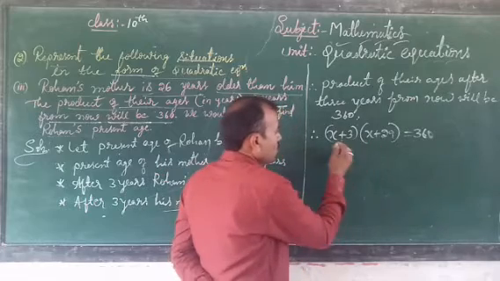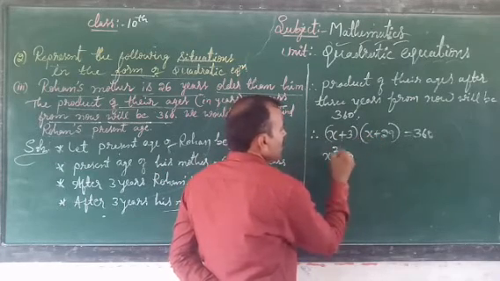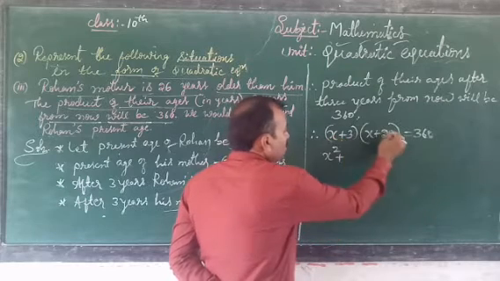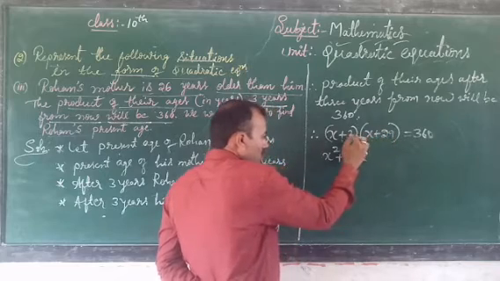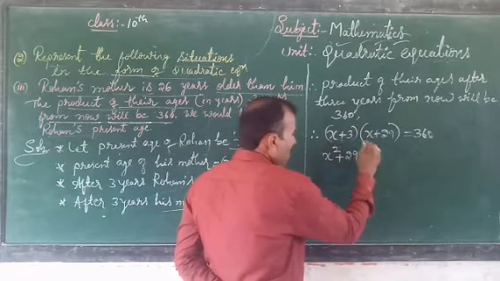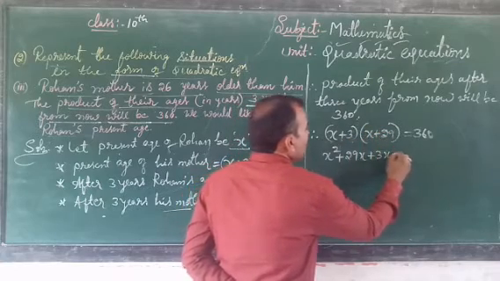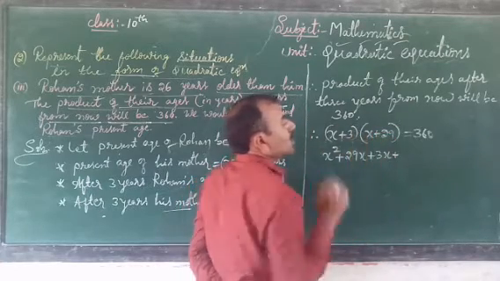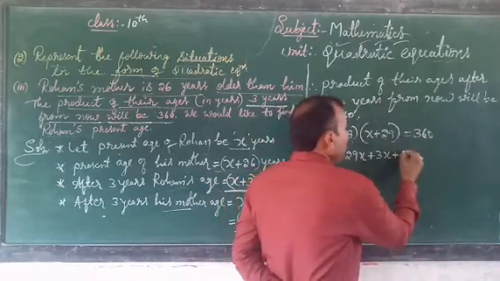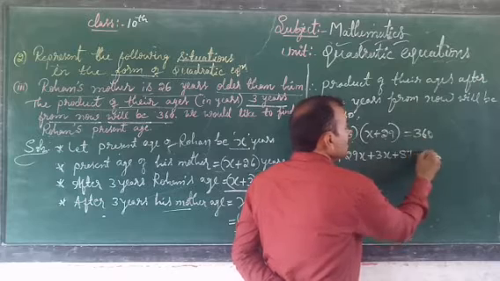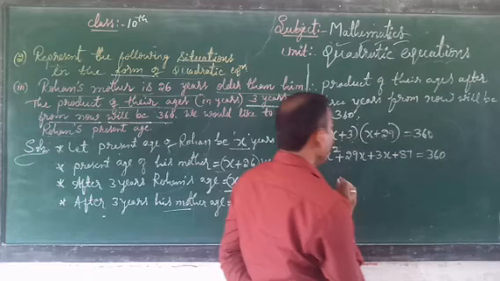So multiply these two: x into x, x square; plus into plus, x into 29, 29x. Now multiply these two from 3: plus into plus, 3 into x, 3x; plus 3 into 29. Multiply 3 and 29, the product will be 87. Just try yourself. Equals 360.